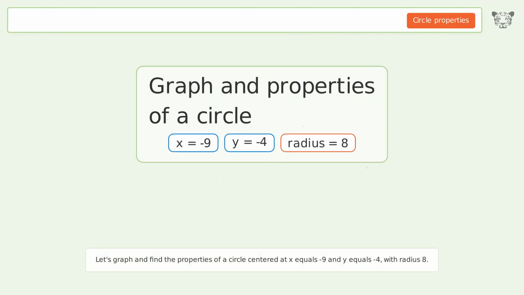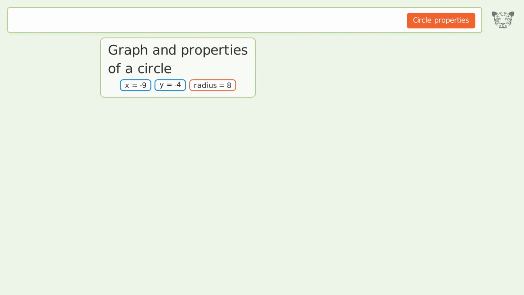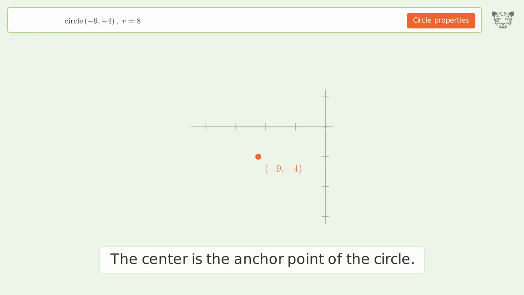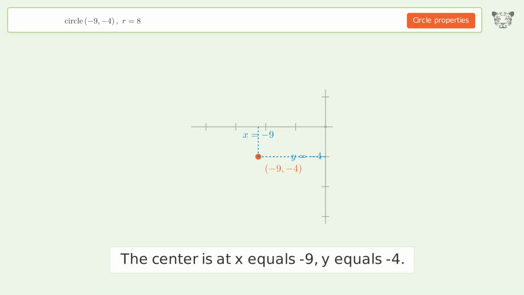Let's graph and find the properties of a circle centered at x equals -9 and y equals -4, with radius 8. The center is the anchor point of the circle. The center is at x equals -9, y equals -4.